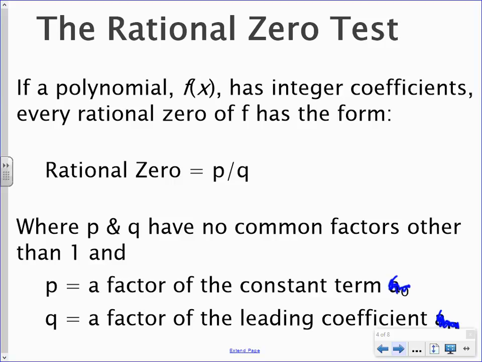P are all the factors of the constant term. So whatever number is at the very end, write the constant term. Q is a factor of the leading coefficient. All zeros have the form P divided by Q. So we're going to use that to create a list of numbers.